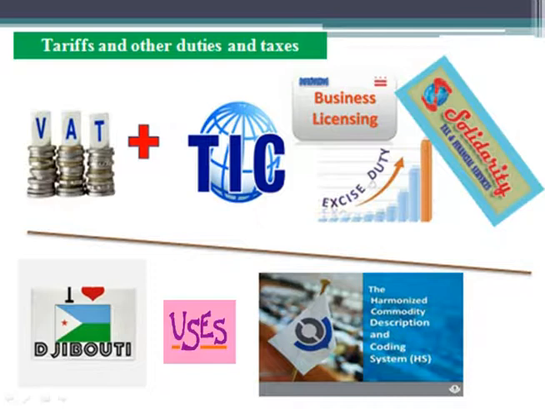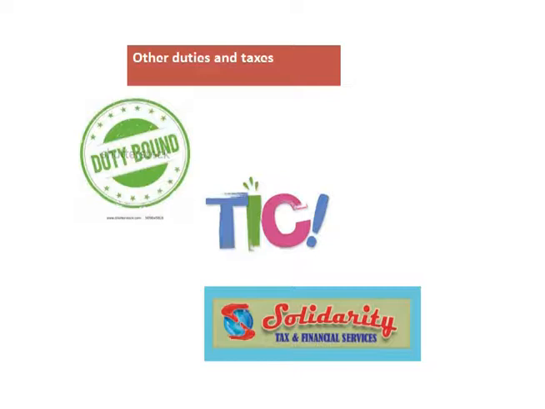And also, Djibouti uses the 2007 version of the Harmonized Commodity Description and Coding System, with a tariff schedule consisting of 6,904 8-digit lines. There are also other duties and taxes such as bound duties, internal consumption tax, general solidarity tax, and other taxes that include VAT, excise duty, and other internal taxes.